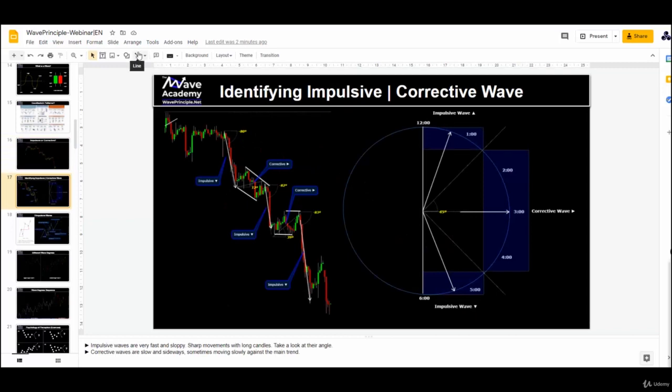So this can help us identify if a movement is corrective or impulsive, as if we were watching a clock. Impulsive waves are very fast and sharp movements with long candles. Take a look at their angle, for example here, 80 degrees. Corrective waves are slow and sideways, sometimes moving slowly against the main trend.